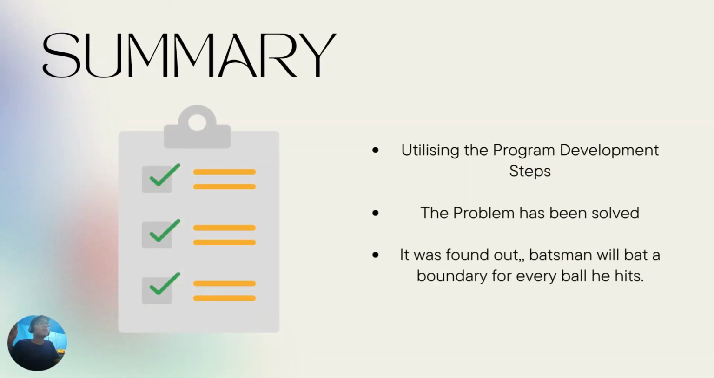Utilizing the program development steps, the problem has been solved. It was found out that the batsman will hit a boundary for every ball. So the funny thing is, the expression that was given to us is able to predict that for every ball we throw to the batsman, it will be a 4. It's funny, but it is what it is.